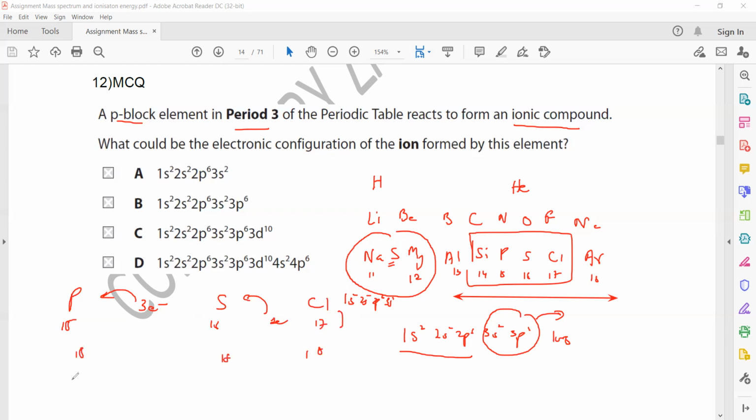And what is the configuration for 18 electrons? For all of them, 1s2, 2s2, 2p6, 3s2, and 3p6. That's why B is the right answer. Is it clear why B is the correct answer? Because we need the configuration of the ion, we don't need the atom. They ask for the configuration of the ion which forms an ionic compound.